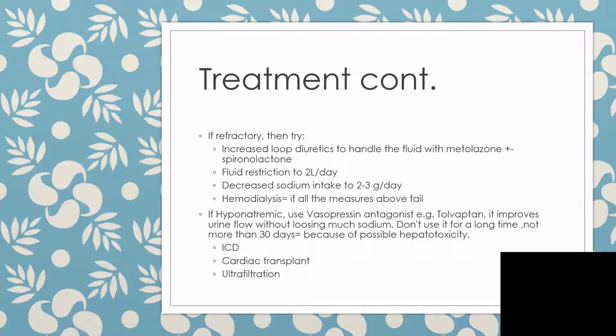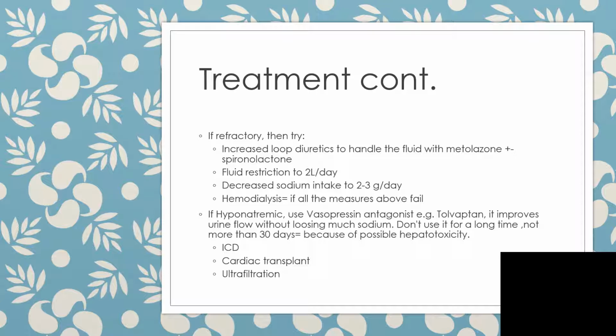If refractory to the treatment mentioned earlier, you can increase your loop diuretics to handle the fluid and add metolazone. You can add spironolactone as well. You should advise the affected individual to reduce fluid intake to about 2 liters per day. Sodium intake should be decreased to 2 to 3 grams per day, and hemodialysis if all measures above fail.